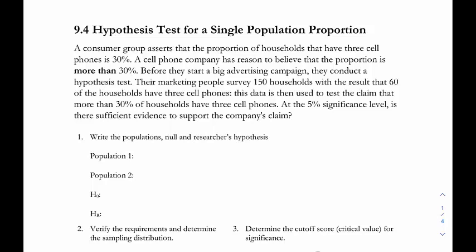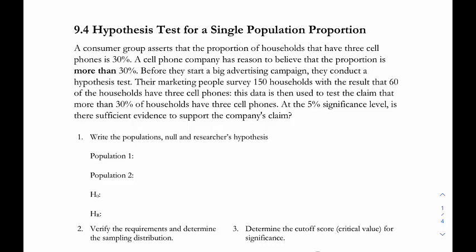Right, here's example number 1. A consumer group asserts that the proportion of households that have 3 cell phones is 30%. A cell phone company has reason to believe that the proportion is more than 30%. Before they start a big advertising campaign, they conduct a hypothesis test.